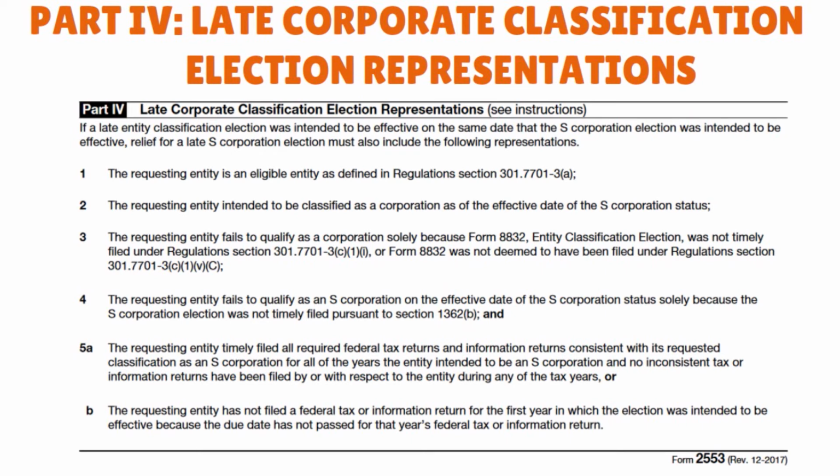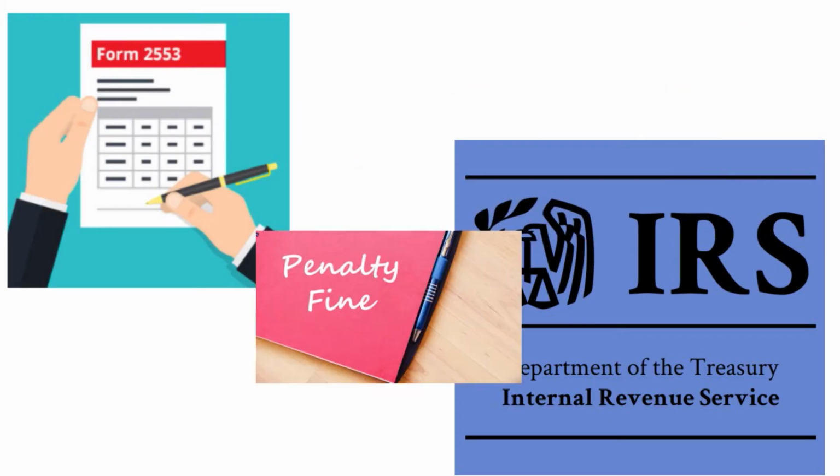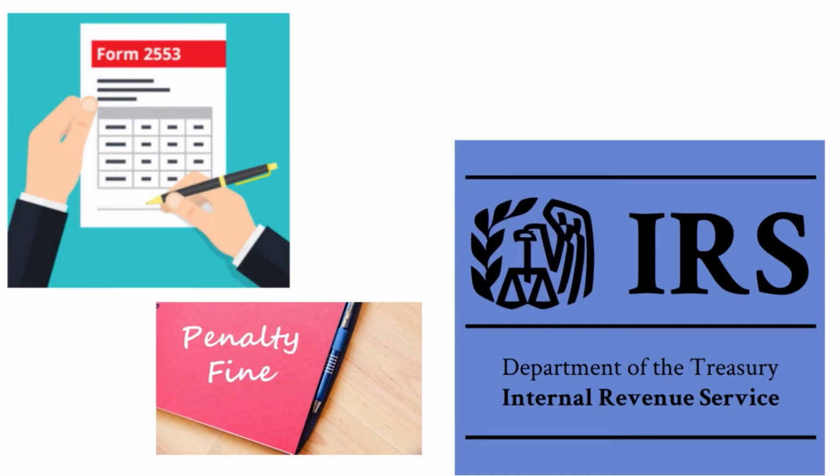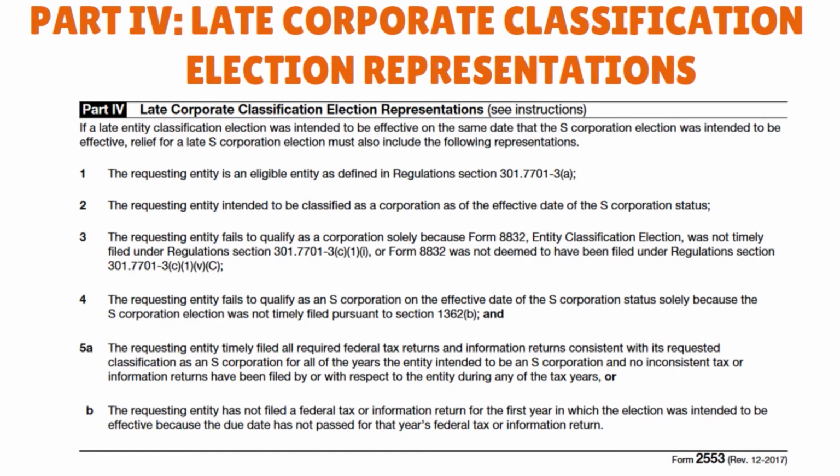The bottom line here is that you want to avoid any penalty or fee from the IRS or any kind of disciplinary action from the agency. All right, so very important. The same applies to the late corporate classification election representations and the qualified subchapter S trust election. If you're late, you still want to justify why that is.